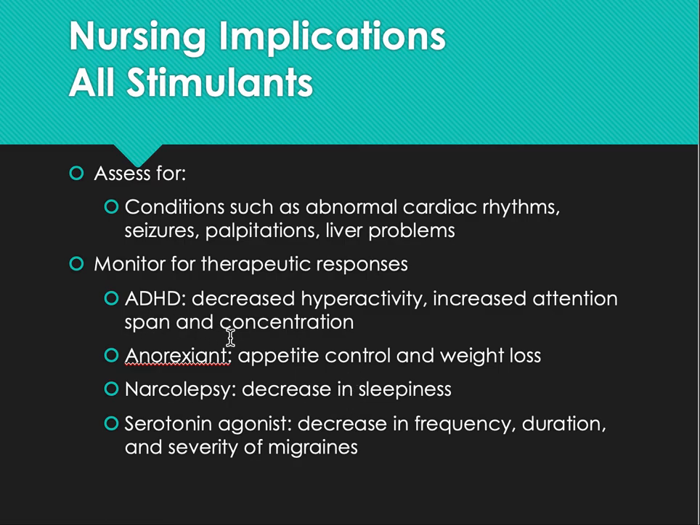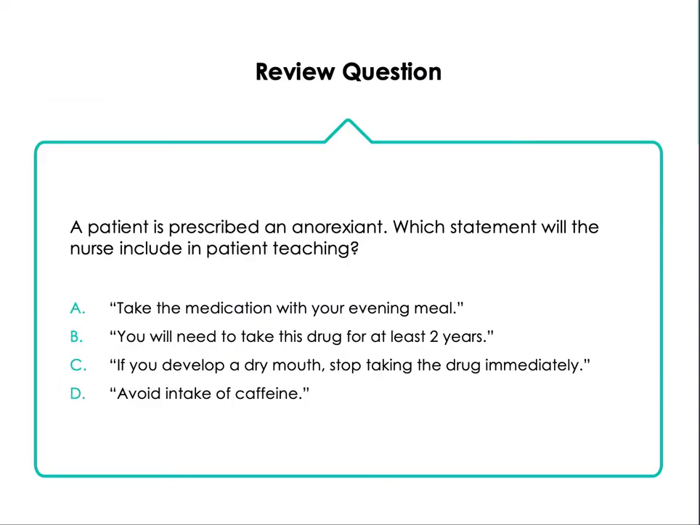And then look for whether or not it's working. So, is your patient with ADD able to concentrate? Is your patient with obesity losing weight? Is your patient with narcolepsy staying awake? And then, is your patient with migraines still having them? Even if they are still having them, are they reduced? That's one of the big things that will determine which medication we use as well. So with our triptans, if one medication doesn't work, sometimes we'll try something different.